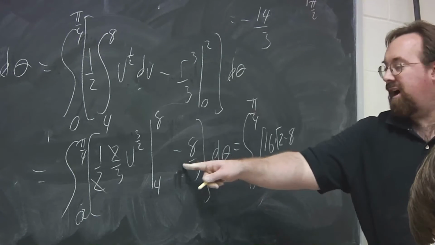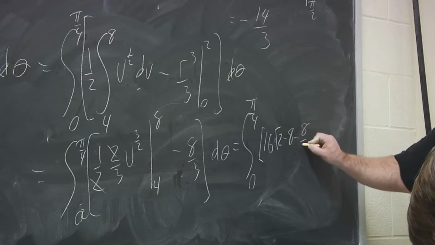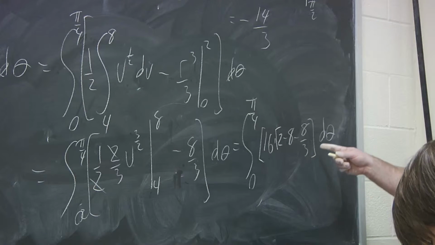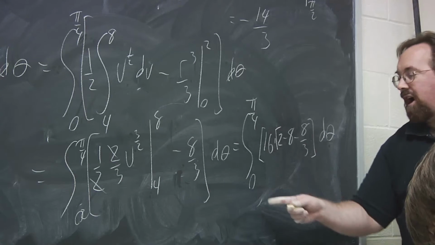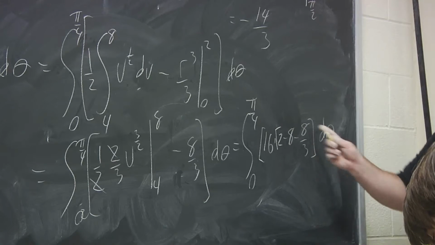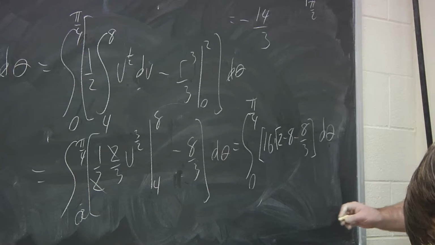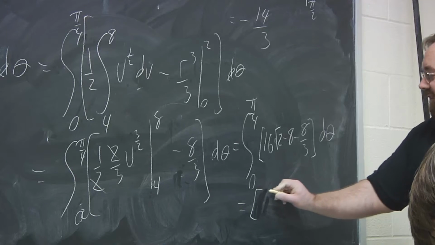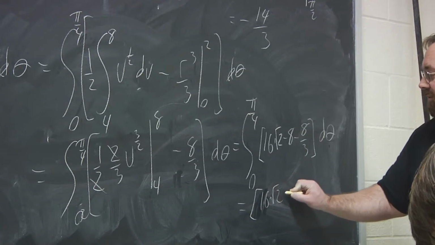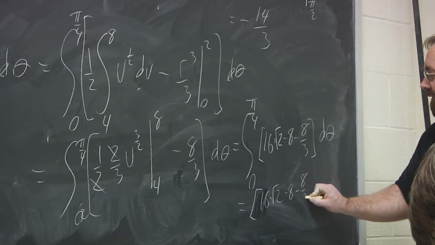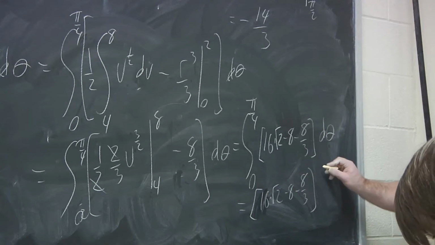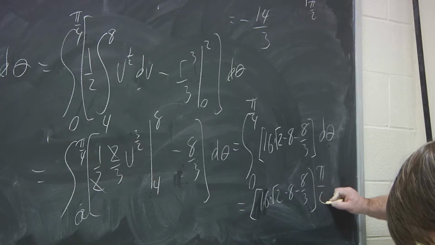And then we still have the minus 8/3. And all this is integrated over d theta from 0 to pi over 4. Now this is independent of theta, so all we need to do is take this constant, 16 square root of 2 minus 8 minus 8/3, and multiply it by the difference between the limits, which is pi over 4.